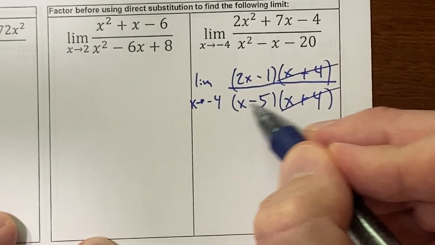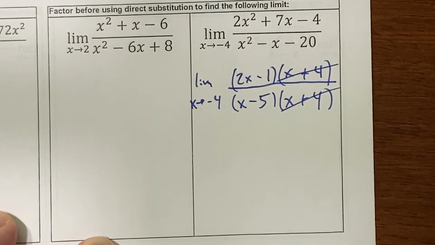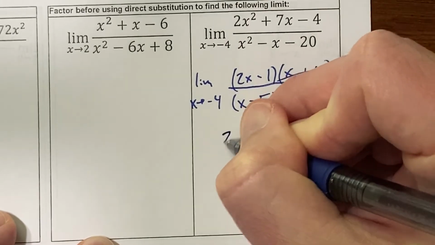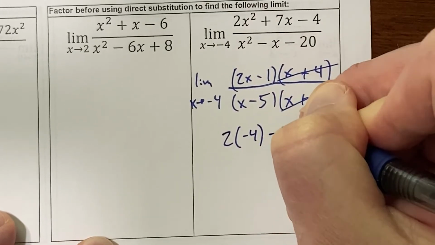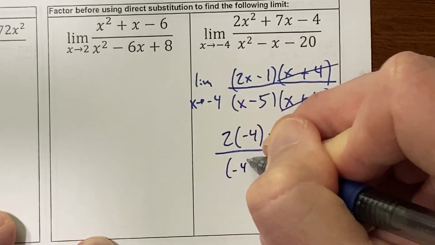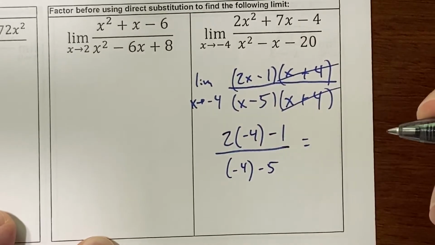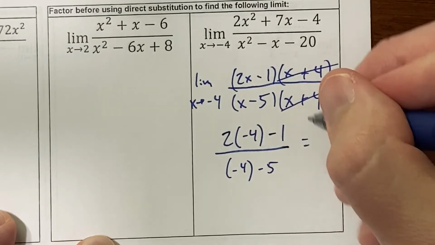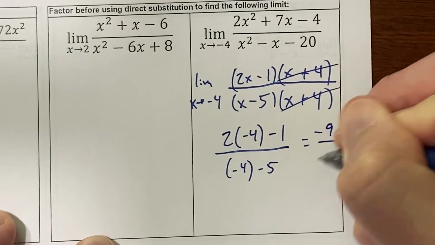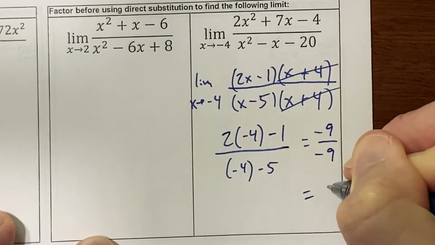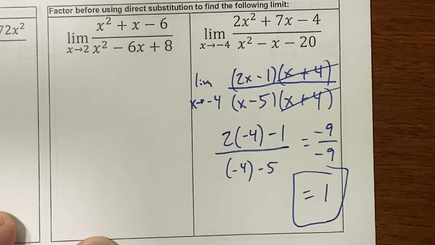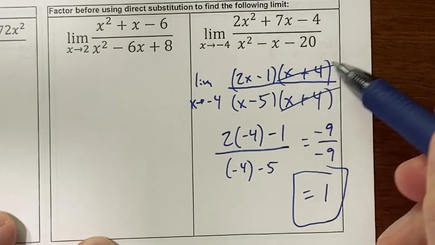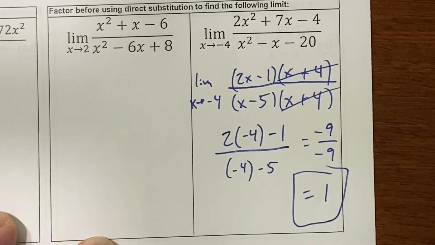And if I take negative 4 and plug it in, I won't get 0 on the denominator, so that's good. So let's take it and plug it in. I got 2 times negative 4 minus 1 over negative 4 minus 5. And that is negative 8 minus 1, negative 9 over negative 9. Is the limit 1? Another word right here: removable discontinuity. Anyways, 1, final answer. Go Dogs.